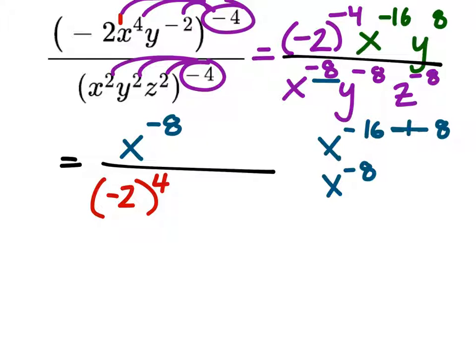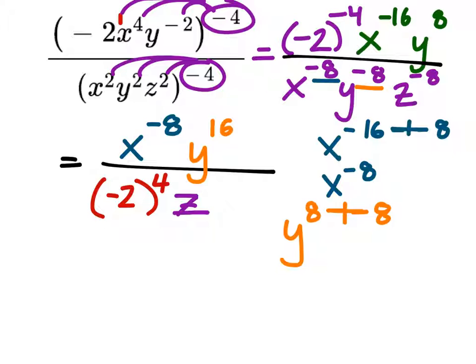The y's are going to work the same way. We've got y to the power of 8, and then I would subtract this negative 8 exponent in the denominator, which makes that plus, so that ends up being y to the power of 16. The z didn't change, so I'm going to keep that as a negative exponent in the denominator, just knowing that I still need to simplify this.